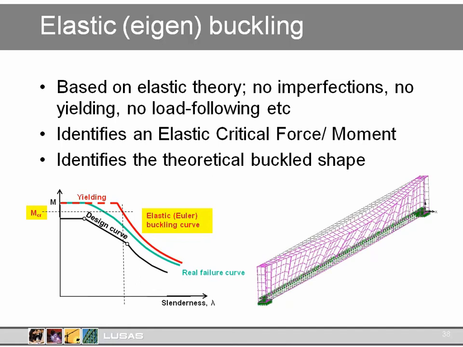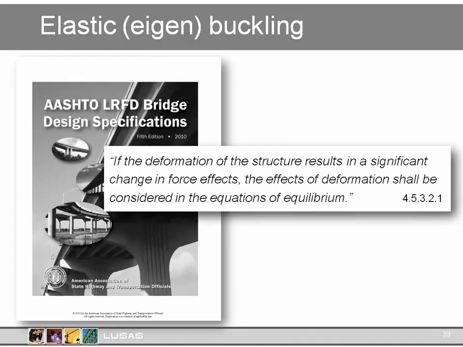But it's an upper bound, an unsafe value, so what's the use? There are, of course, several uses. First, AASHTO tells us that if the deformations of the structure result in a significant change in force effects, the effects of deformation shall be considered in the equations of equilibrium. It doesn't tell us how we decide that the deformation does or does not result in a significant change in force effects.